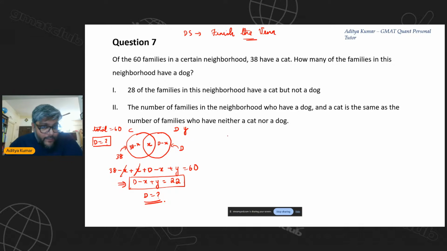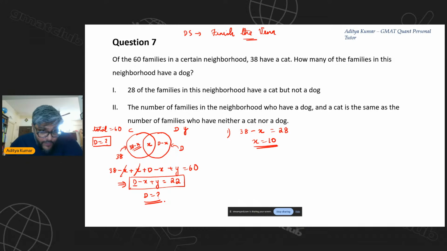I go into my statements. First statement: 28 of the families in the neighborhood have a cat but not a dog. So having a cat but not a dog means having only a cat. So that is this entire portion. So 38 minus X, what I have represented in my Venn diagram as 38 minus X, is 28. So X would give me 10. This is what I have from the first statement.